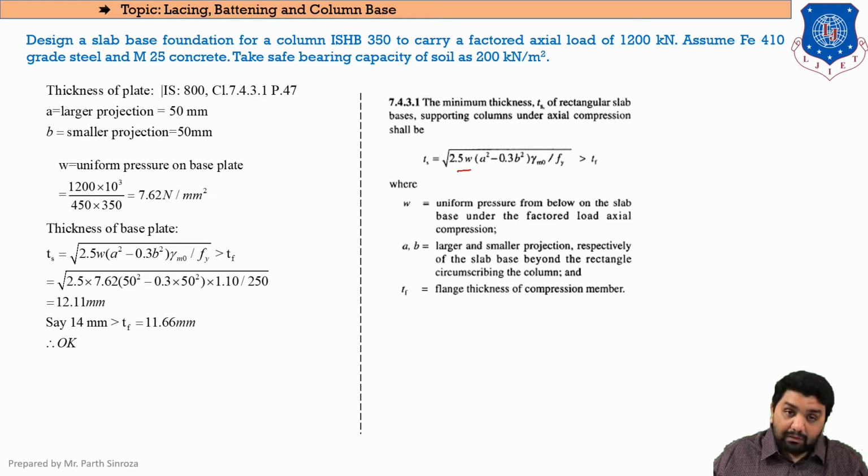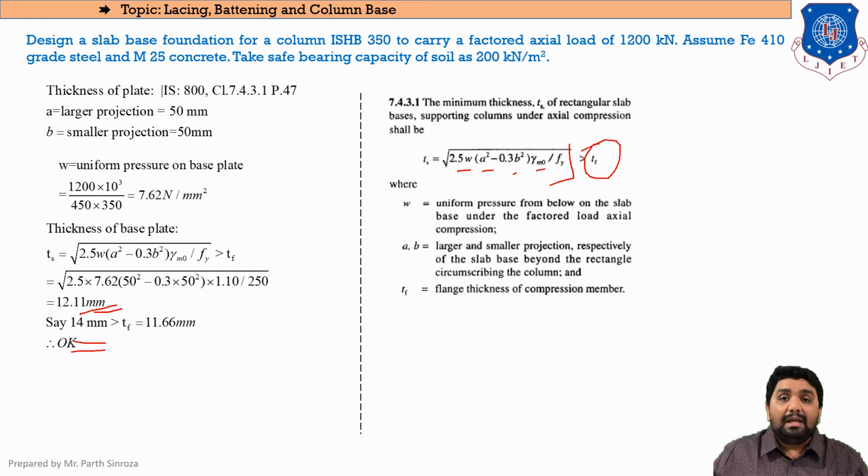We have calculated the value of W. A and B are taken as 50 mm, and gamma m0 will be 1.1 and Fy will be 250. So this answer comes out to be 12.11, and as we are always rounding off the value, thickness will be rounded off to always even numbers. Clear? So as we are getting an answer to be 12.11, we won't be rounding it off to 13 mm. We will be always rounding it off to even number. So here we will be rounding it off to 14 mm, and it should always be greater than TF.